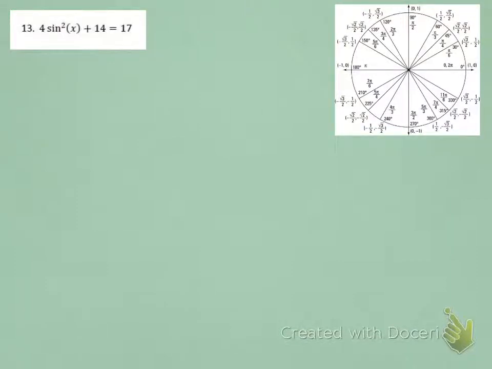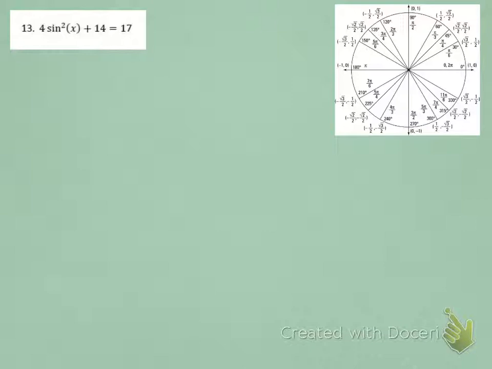On numbers 13 through 15, we have to solve the trig equations and make sure that we identify all possible solutions. First thing you want to do is isolate the trig function, and it's good to keep the unit circle handy for this so that you can figure out which angles fit the equation that you end up with.